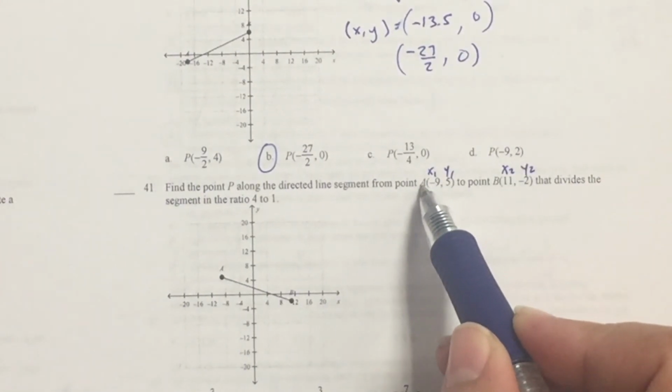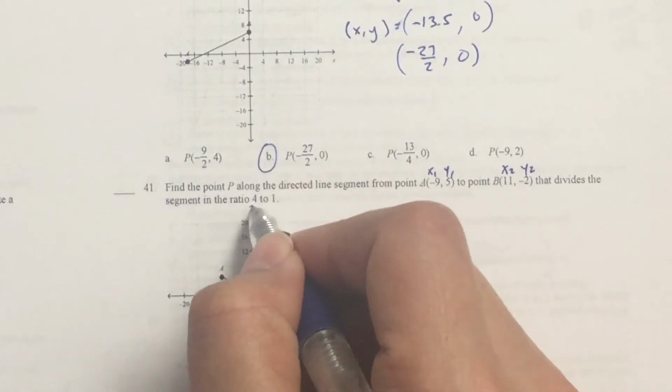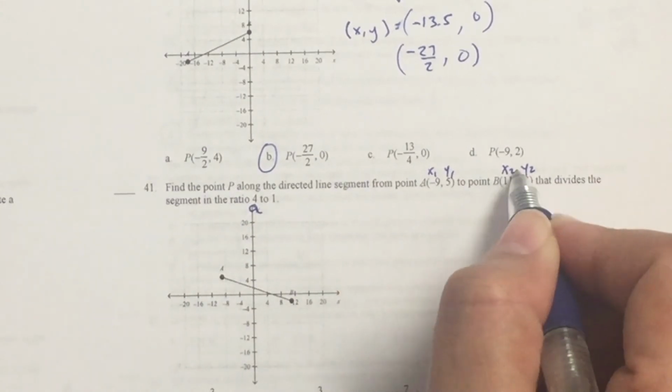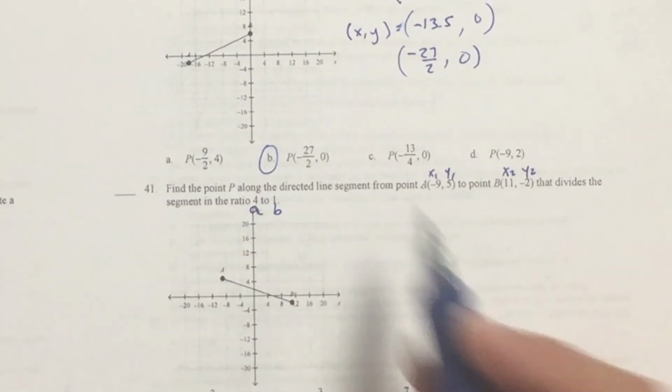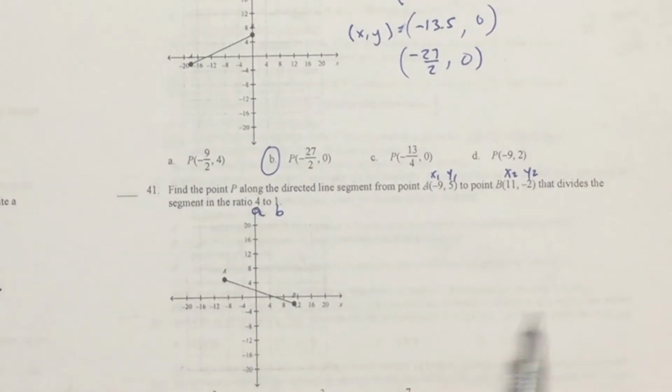So if big A was x1, y1, then the first A has to be this, and then B, x2, y2, this is B. First one is A, second one is B. First one, second one. All right, then all you're going to do is put it into the formula.